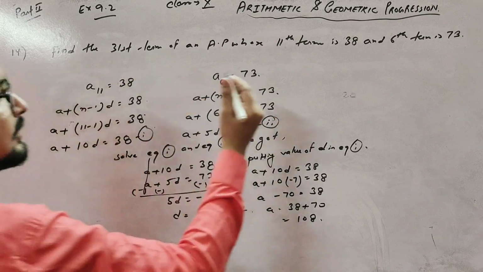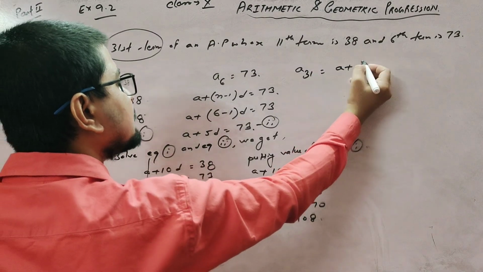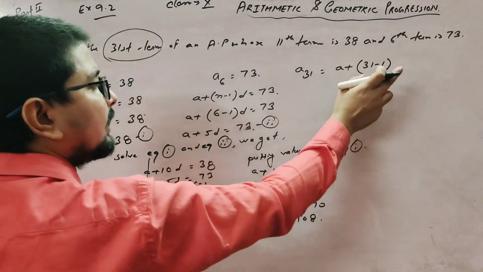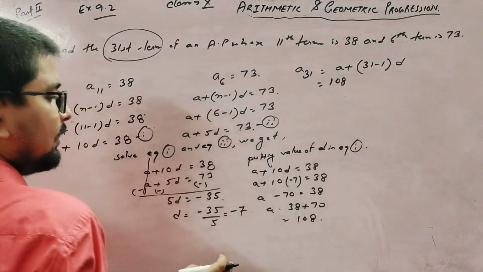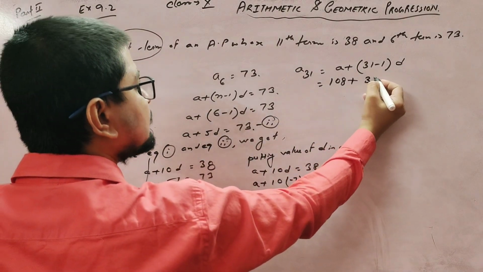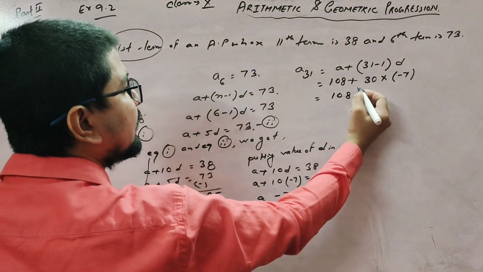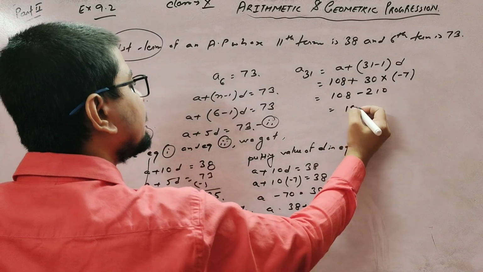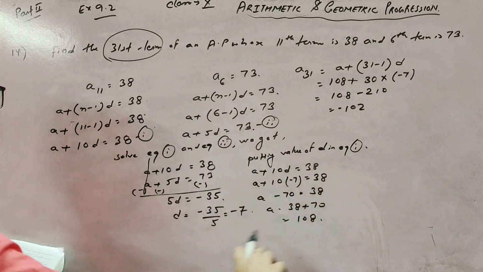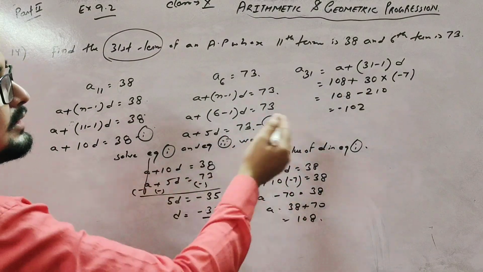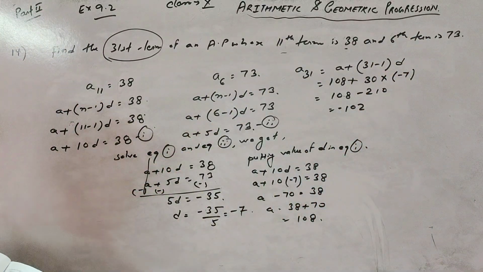Determine the 31st term. The question is: find the 31st term. The formula is A plus n minus 1 d, so in place of n we write 31. A is 108, plus 30 minus 1, that is 30, times D, in place of D write minus 7. So 108 minus 210, that is minus 102, because the difference is negative. You see the 11th term is 38 and the 6th term is 73. Okay, note.